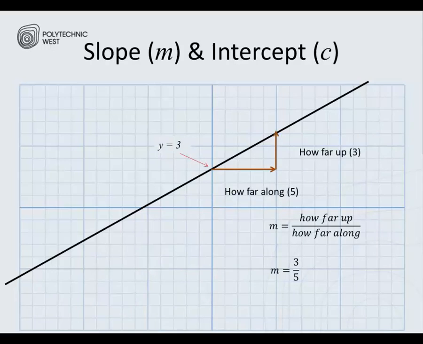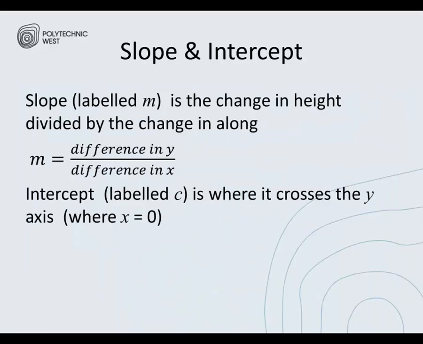So, in summary, we have a slope and we have an intercept. In this case, the slope m is 3 over 5, and the intercept is y equals 3. Slope is labelled m. It's the change in height divided by the change in the along bit, or m equals difference in y divided by difference in x. Intercept, which we label c, is where it crosses the y-axis, where x equals 0.